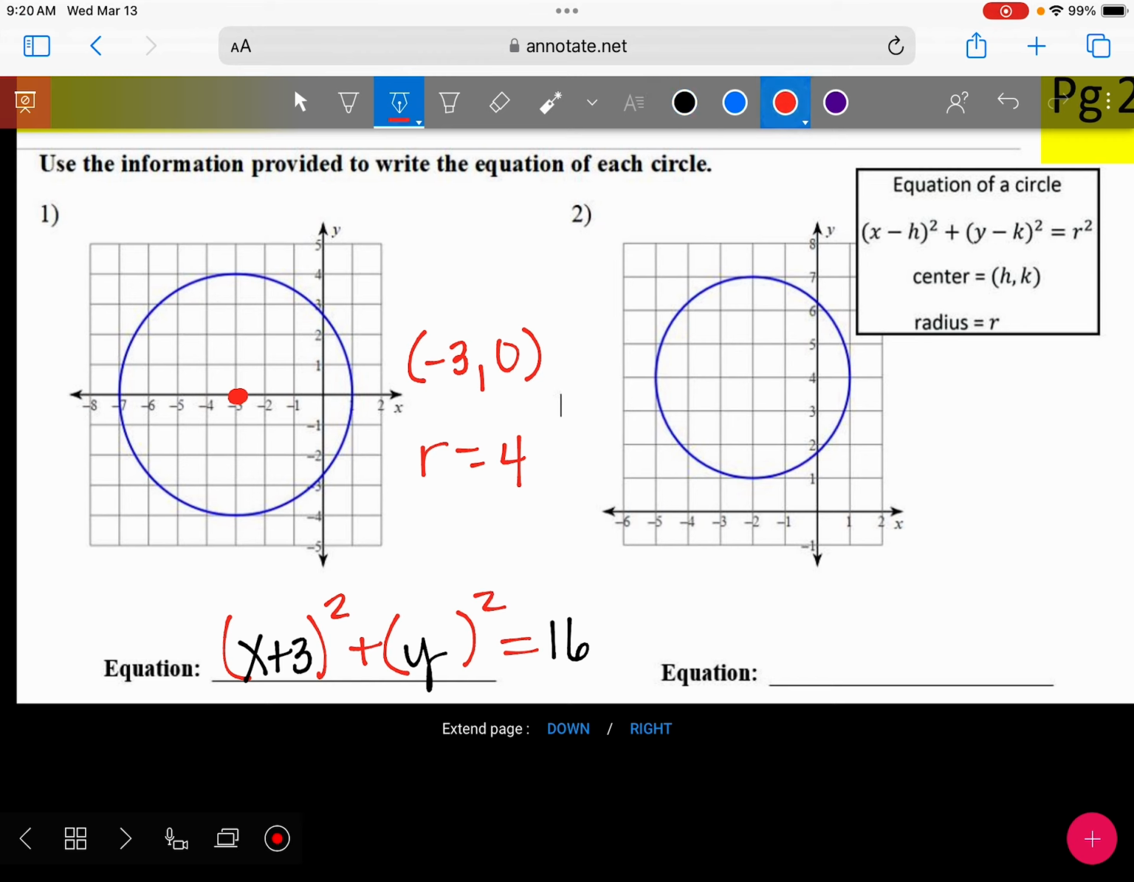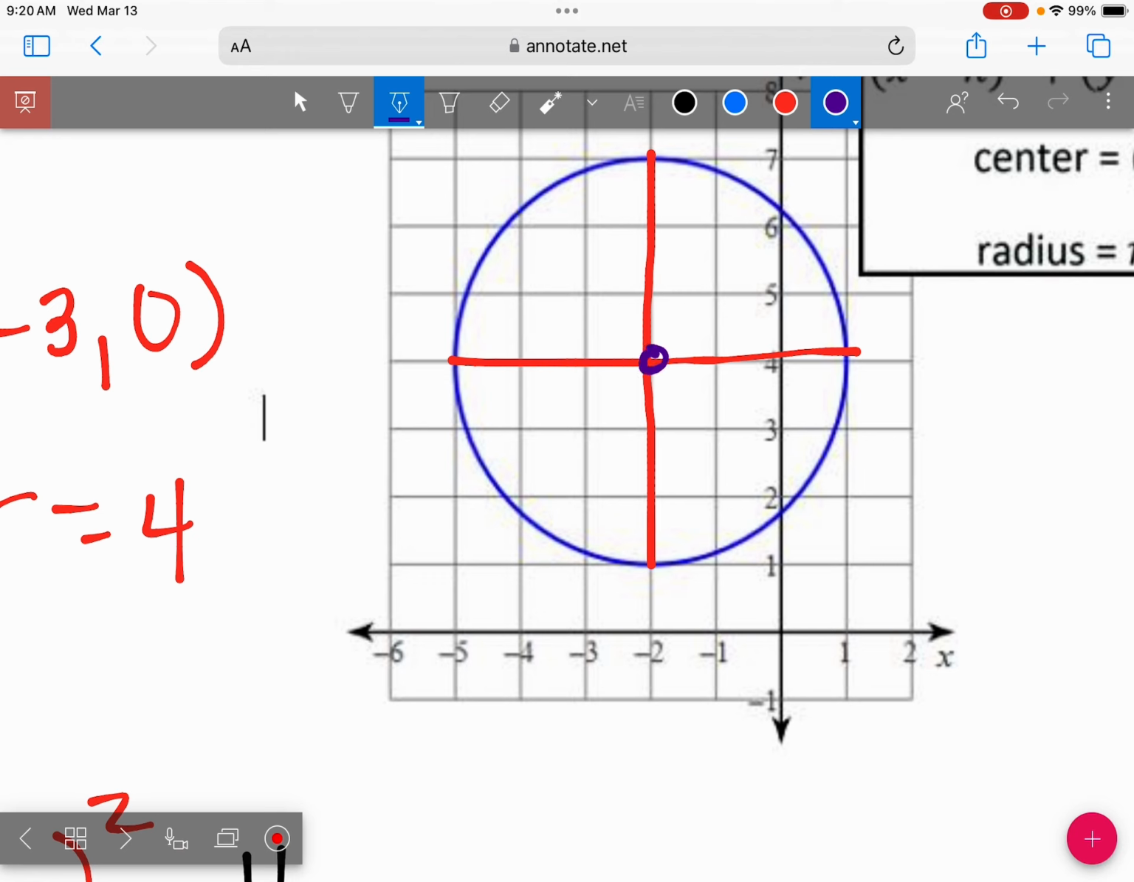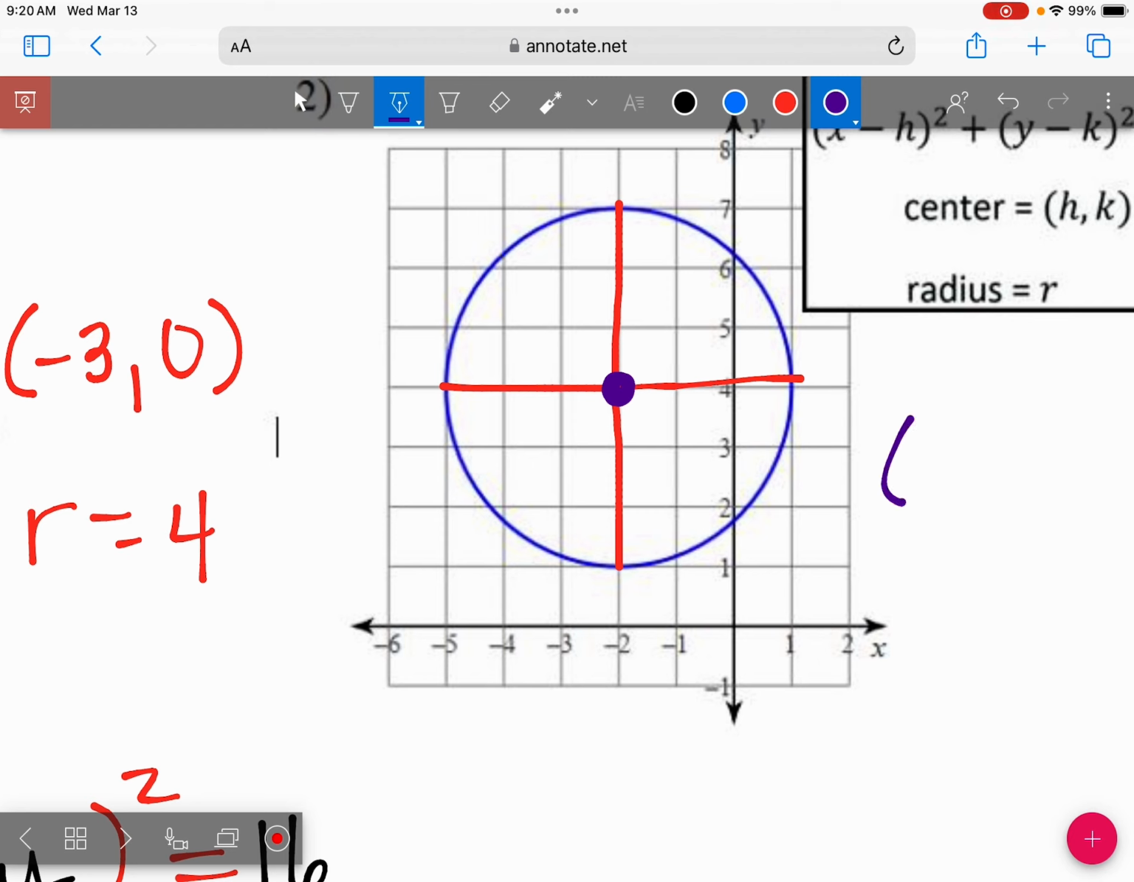So the first thing we're going to do is figure out where is our center. So my center, I like to draw my lines. Okay, where do they intersect? So it intersects right here. So that's my center. And that point is -2, 4. The radius is 3.